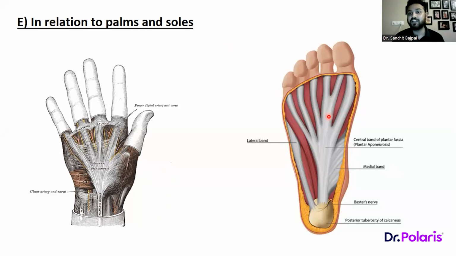Why have these fascial modifications been given there? Because you are using your palm and your soles all day, every day, and this is the area of maximum friction. Your underlying tendons, vessels and nerves will get damaged. Suppose I slap someone. If I don't have this palmar aponeurosis, all my tendons will get numbness and my nerves will get compressed, right? So it has to have some kind of covering here.